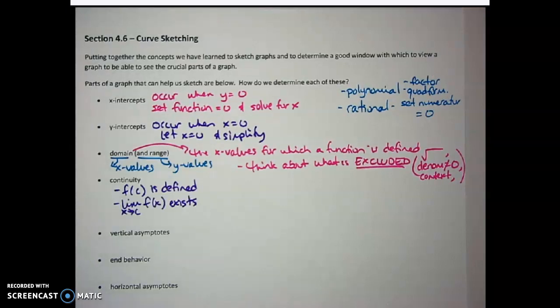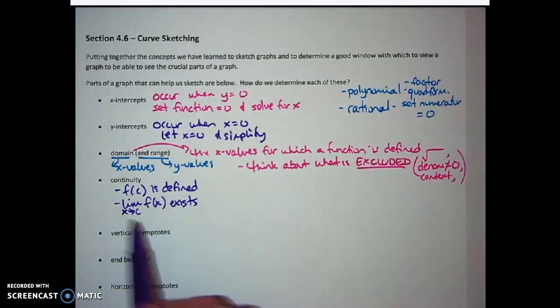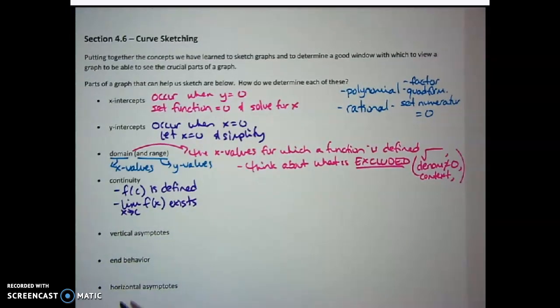The second thing is that the limit as x approaches c of f of x has to exist. In other words, if I'm approaching that value c from the left and I'm approaching from the right, I have to have the same value. So remember, an example of discontinuity would be jump discontinuity. So f of c could be defined, but if there's jump discontinuity, then the limit doesn't exist. The limit as it approaches from the left and the right doesn't exist.